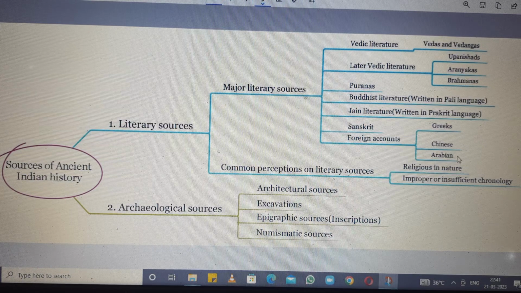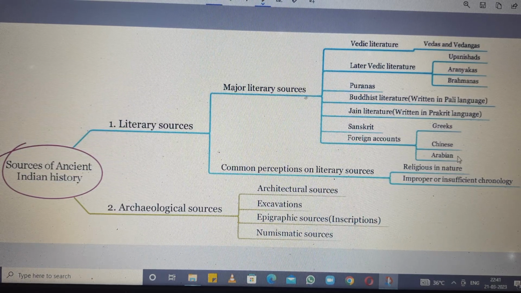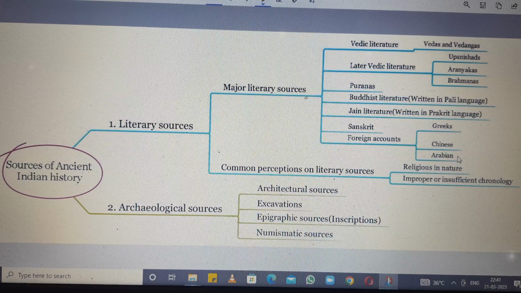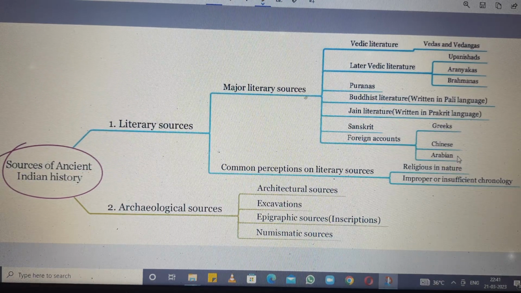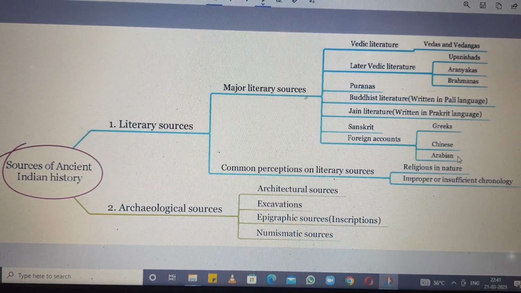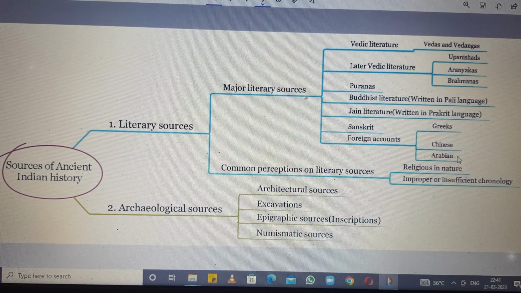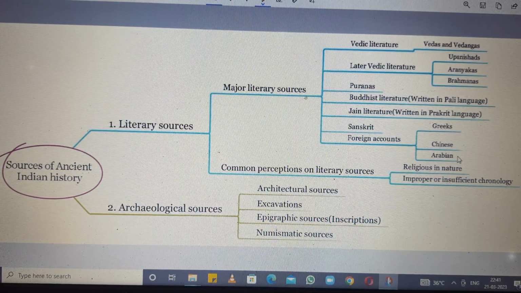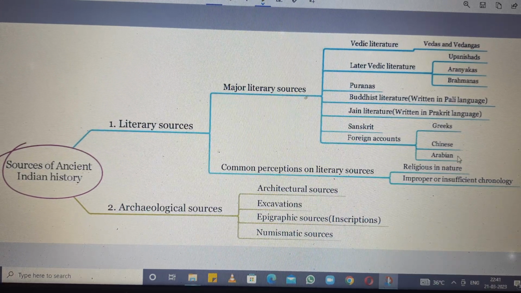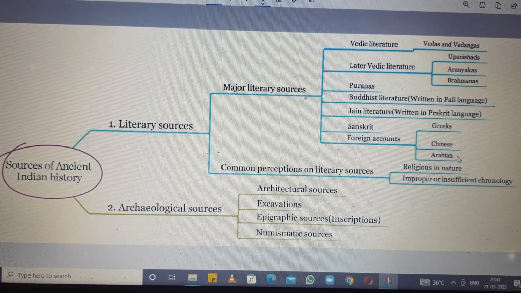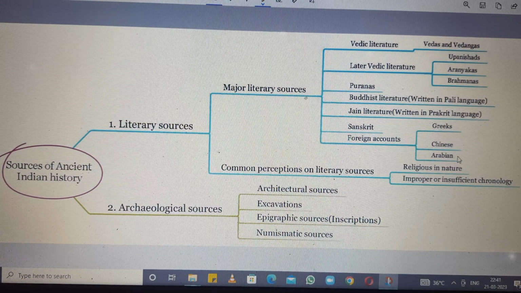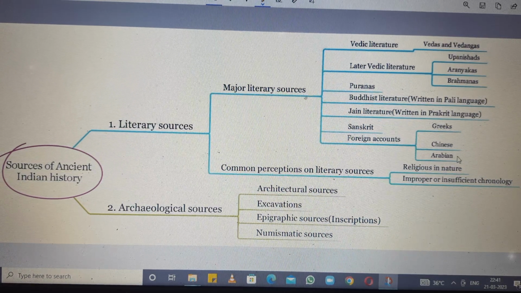Next is your numismatic sources. Numismatic sources include coins, tokens and currencies. In all times there have been many kings who issued coins and tokens and made tablets, and these things were used for trade and other purposes. So these are the numismatic sources.